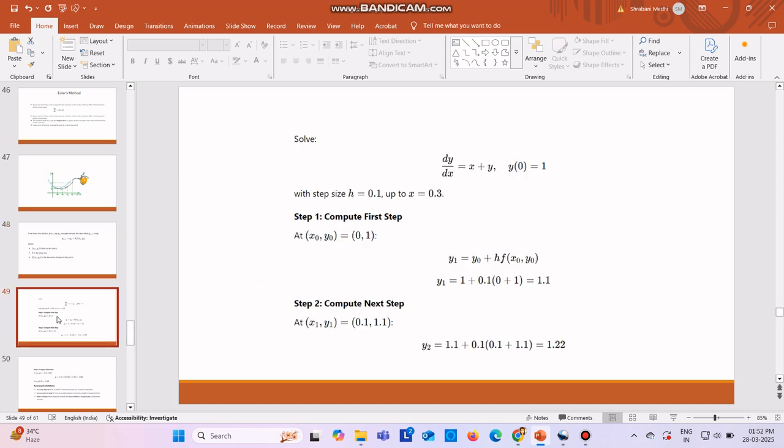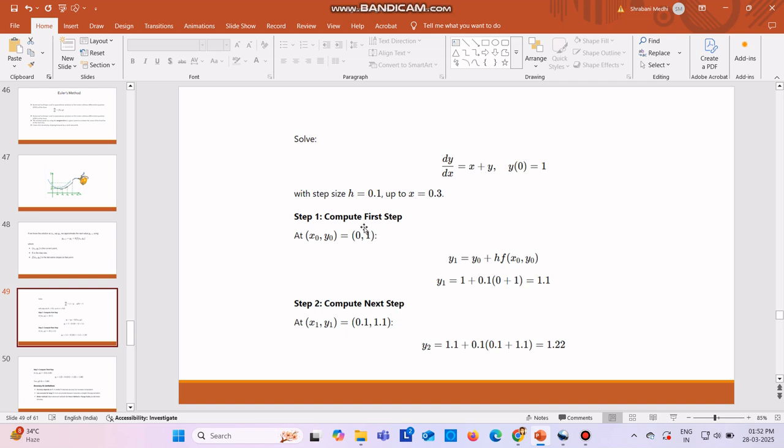Now let's see one numerical example. This is an ordinary differential equation: dy by dx is equal to x plus 1, and it is given that y of 0 is equal to 1. That is, when the value of x is 0, y is equal to 1. This is the initial value. Step size h is given as 0.1, and up to x we need to find 0.3. If we start from x equal to 0 with h equal to 0.1, then how many intervals will be there? 0, 0.1, 0.2, 0.3. So total 3 divisions will be there.